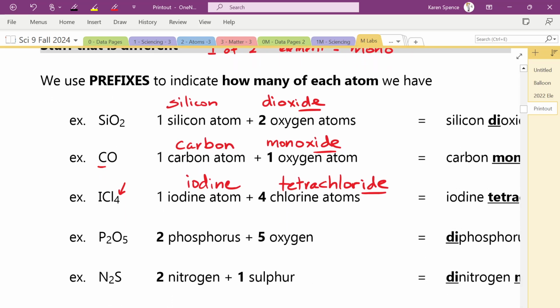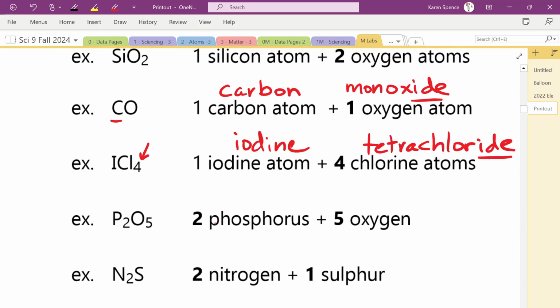Now we have 2 phosphorus. So that's going to be what phosphorus? Diphosphorus. Did you notice that? We have to have the prefix when it's not a 1 on the first word. The first word is like, I don't want a mono, but I will take every other prefix. So the first word, no mono, but it does want every other prefix.